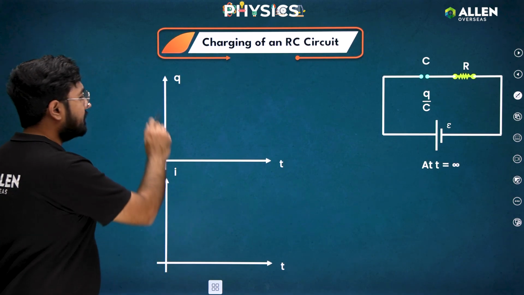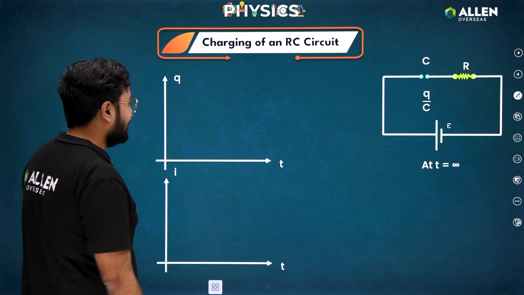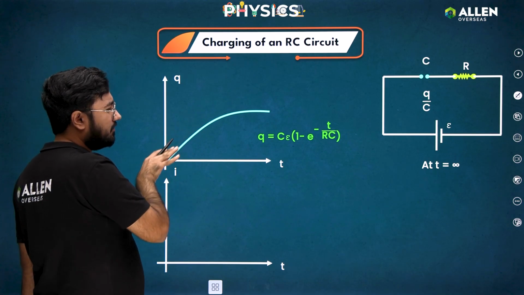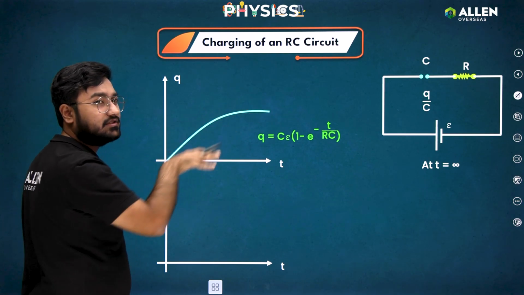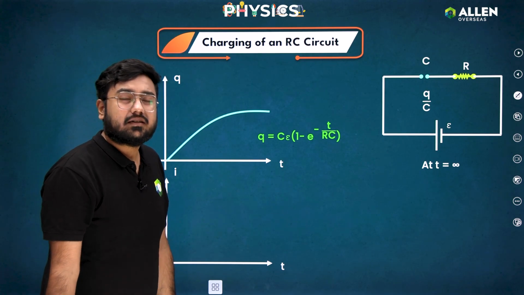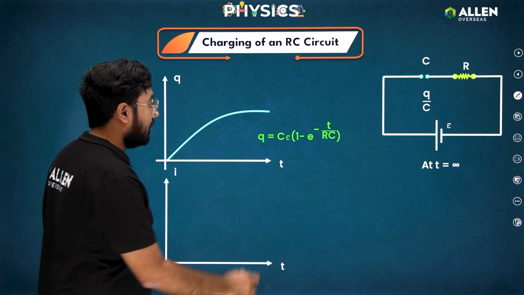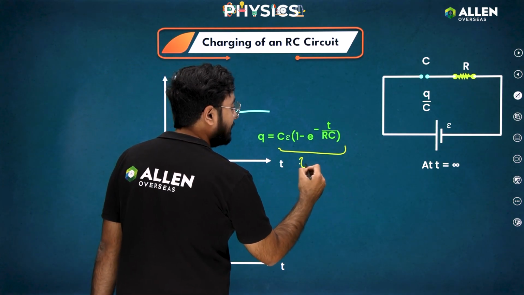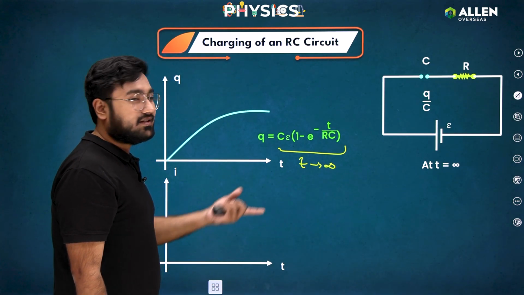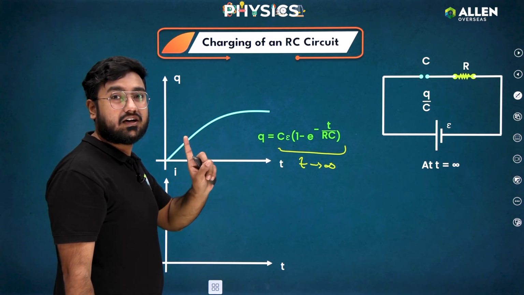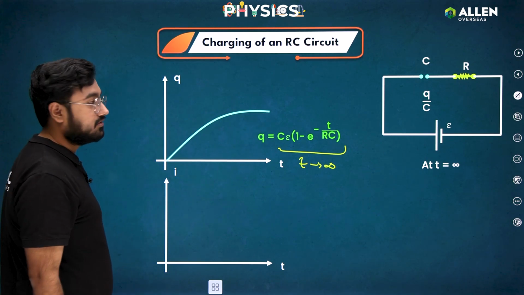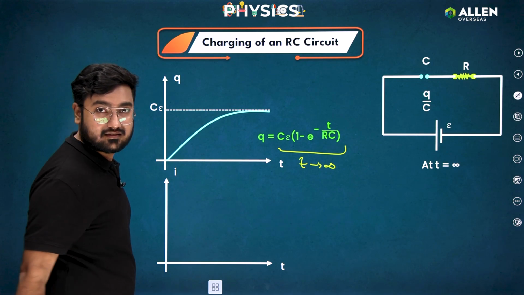Let us see. So the QT graph will be something like this, right? A kind of rise where it will become saturated. After some time, the capacitor will definitely get completely charged, right? Although according to the mathematics, that will be when t tends to infinity. So this is according to mathematics, but that's not how reality works, isn't it? So what is the maximum value? That is CE, we just discussed.